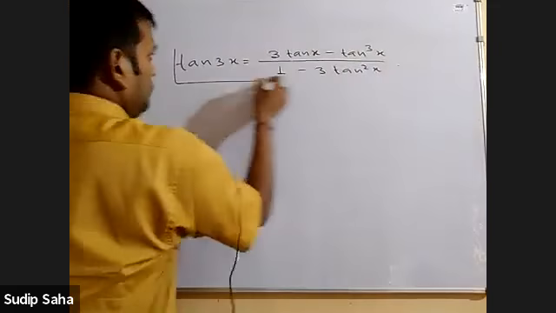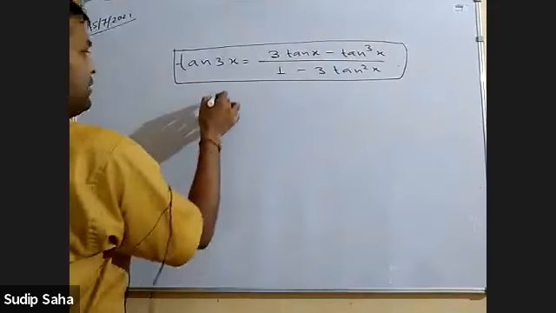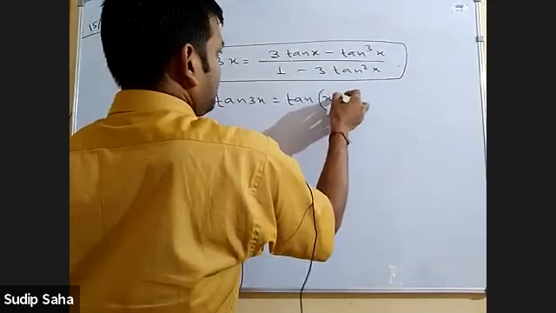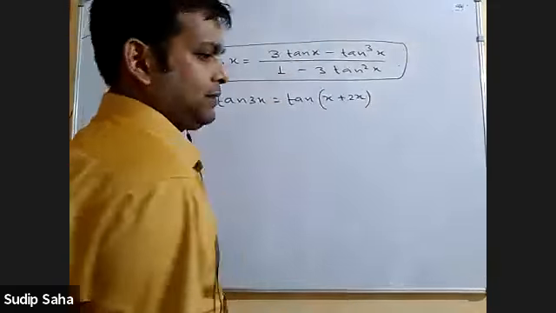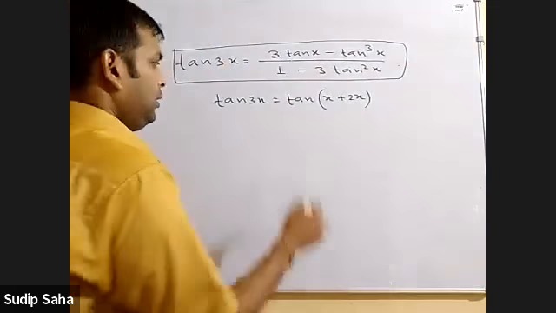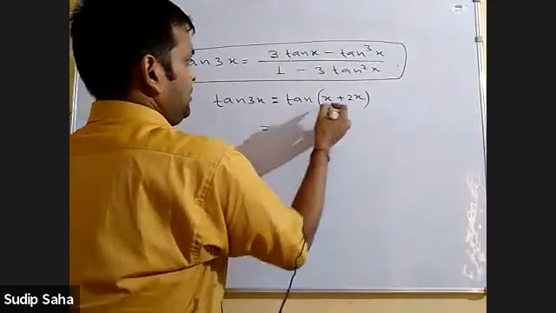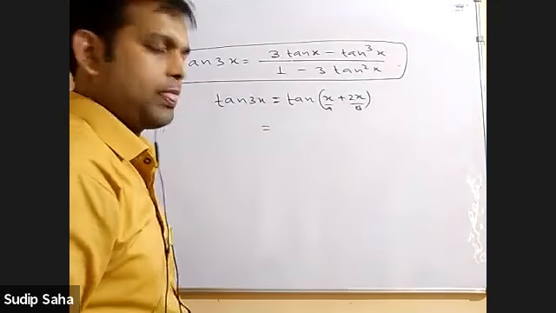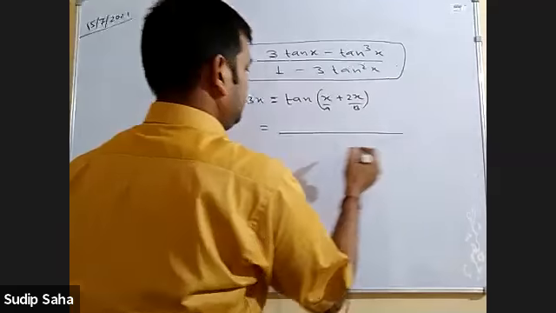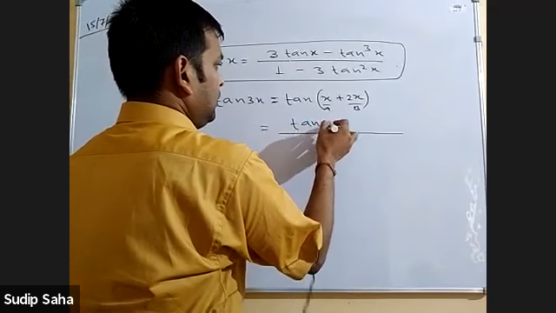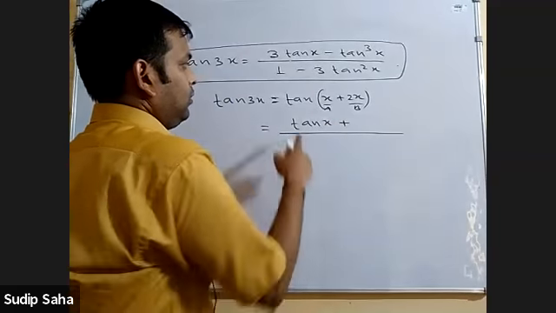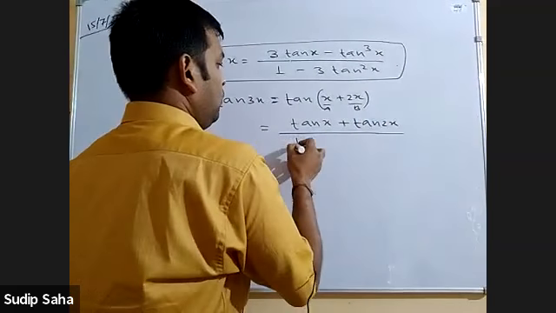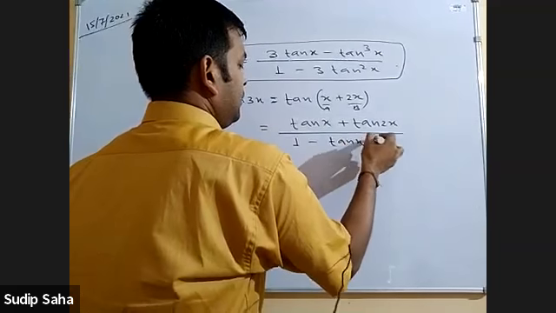So again, in the same way you start with tan 3x. You can write tan of x plus 2x, or maybe 2x plus x, not an issue. Addition is commutative. So this is suppose A and this is suppose B. Can anybody tell me the formula of tan A plus B? Tan A plus tan B by 1 minus tan A into tan B. Very good. Tan x plus tan 2x divided by 1 minus tan x into tan 2x.